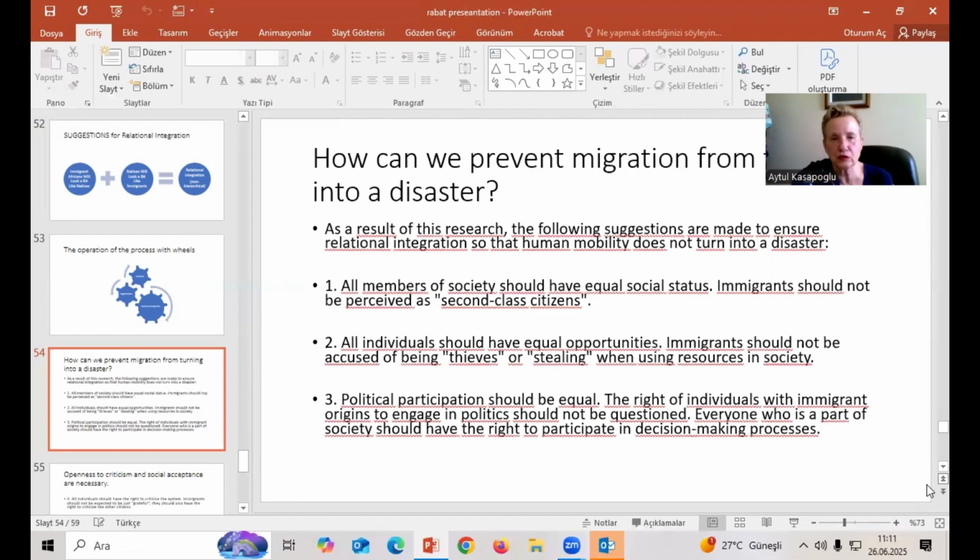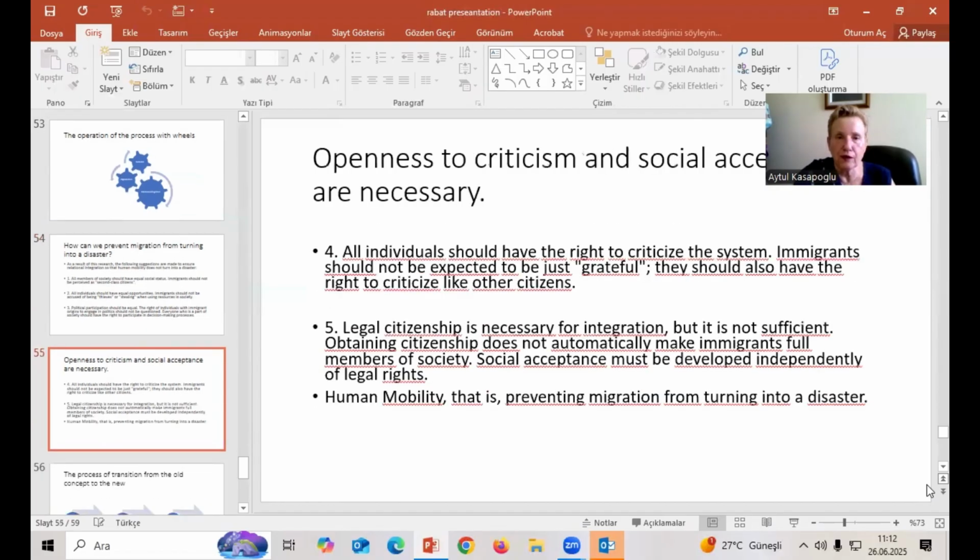Immigrants should not be accused of being thieves or stealing when using resources of Turkish society. Third, political participation should be equal. The rights of individuals with immigrant origins to engage in politics should not be questioned. Everyone who is part of society should have the right to participate in decision-making processes. And the fourth, all individuals should have the right to criticize the system. Immigrants should not be expected to be just grateful. They should also have the right to criticize like other citizens.